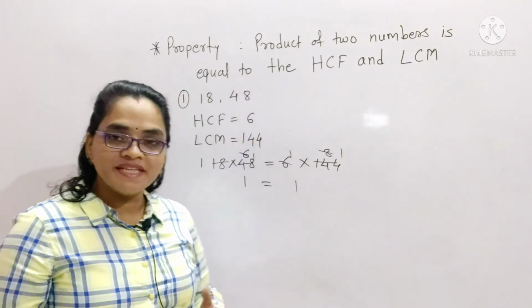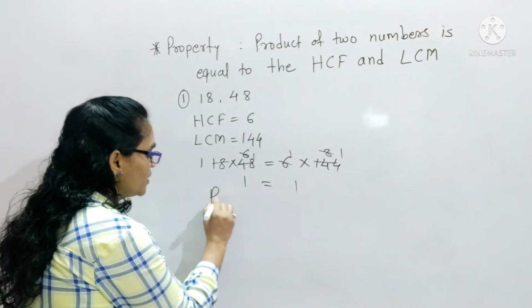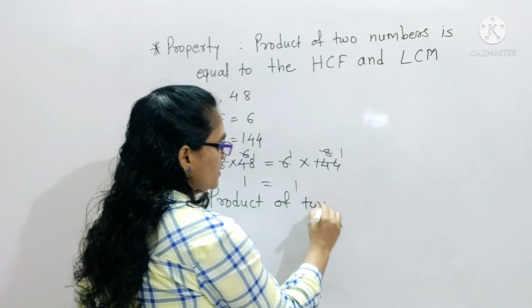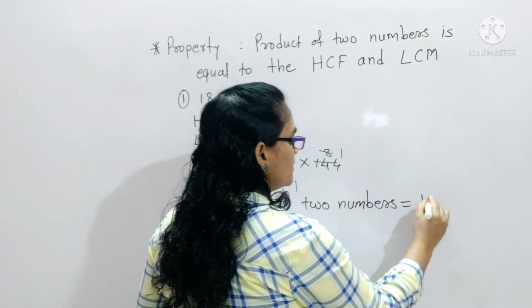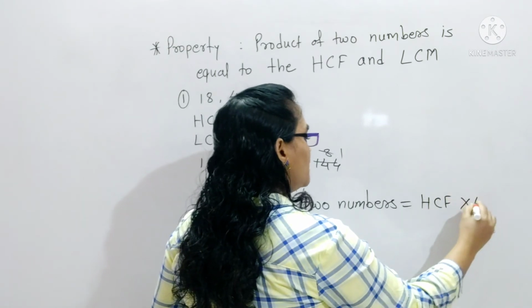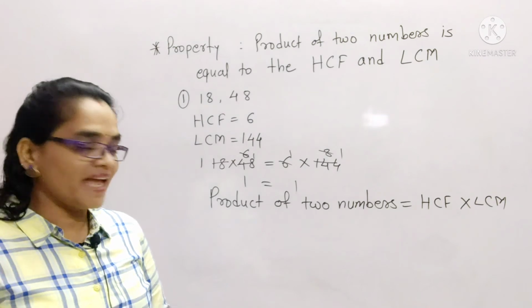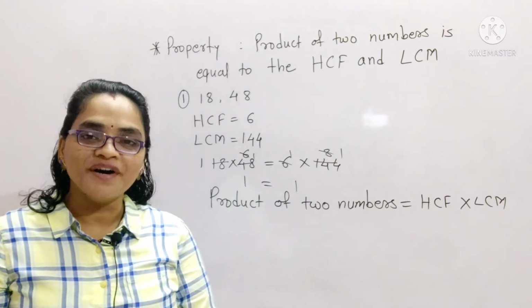And from the above property one formula arises. What is the formula? The product of two numbers is equal to HCF into LCM of those numbers. Okay, and by using this formula we have to solve some word problems.